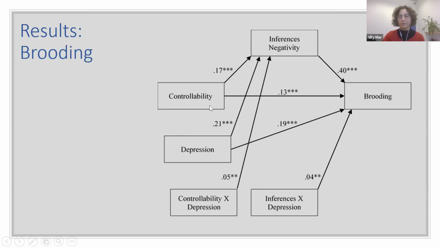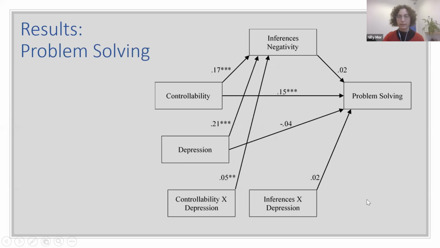If we're looking at predicting brooding, controllability predicts more brooding, and for the whole sample, it predicts it through the use of negative inferences. So more controllability predicts the use of more negative inferences, and then in turn, more brooding. This is true for the whole sample, but it's particularly true for depressed participants.